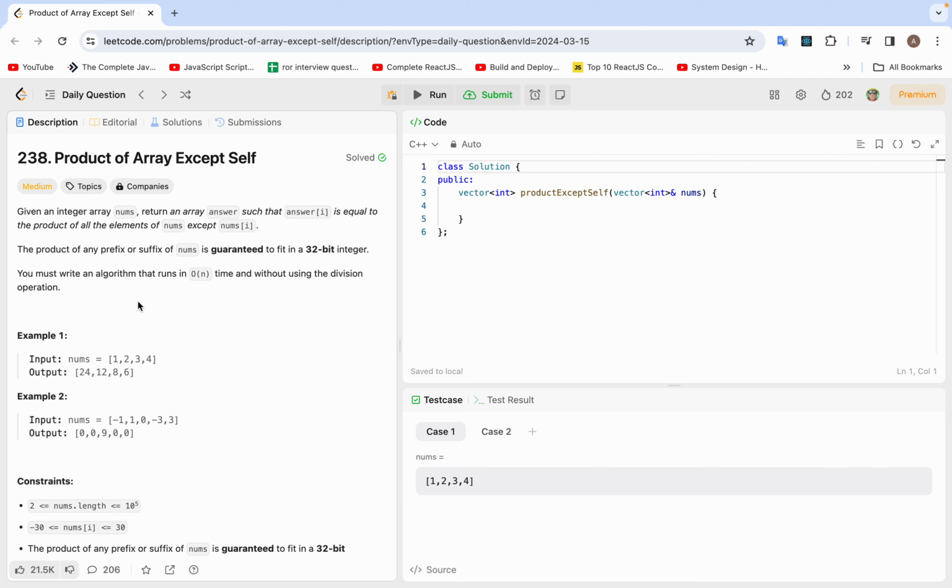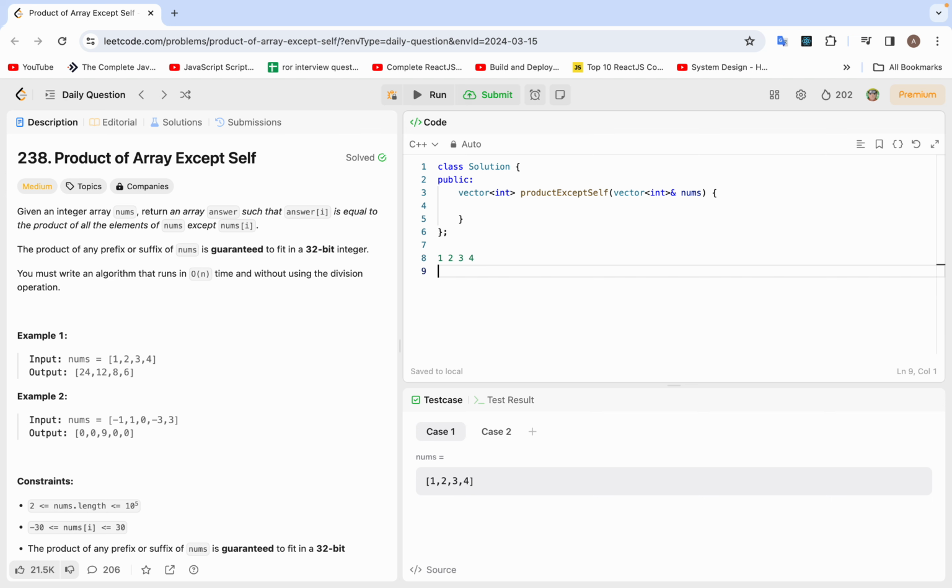Now we have to write an algorithm that runs in O(n) time, and we can't use the division method. So what I can do is store a prefix array and a suffix array, and then for every index, let's take an example of 1 2 3 and 4.